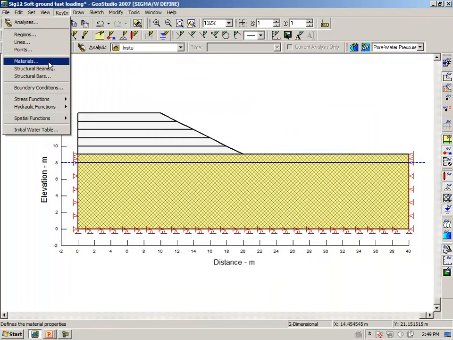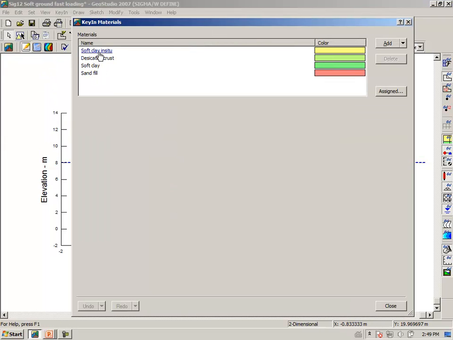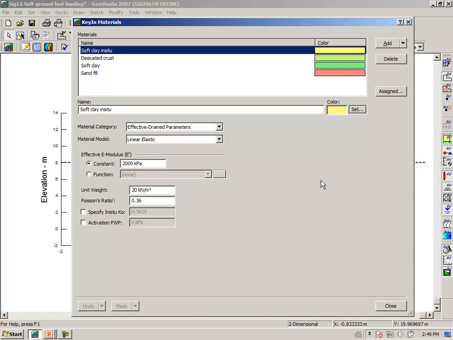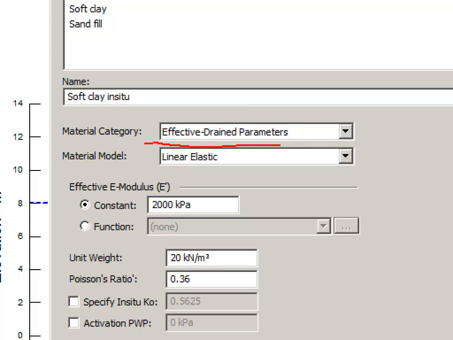Key in on the material properties. We have a material here that we have created specifically for establishing the in situ stress state. Notice that we have selected effective drained because we have a water table, and in order to get the correct total stresses, we need to deal with the pore water pressures. Effective drained parameters, a linear elastic constitutive relationship, which is not all that important. The Young's modulus is not all that important.